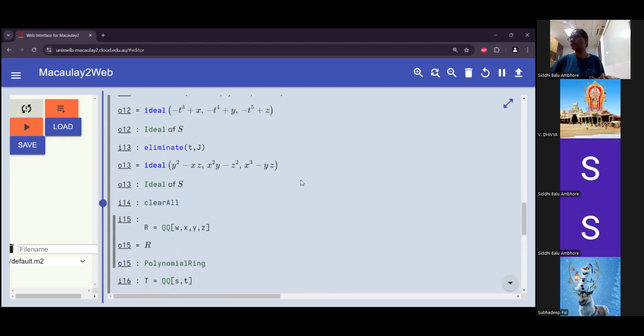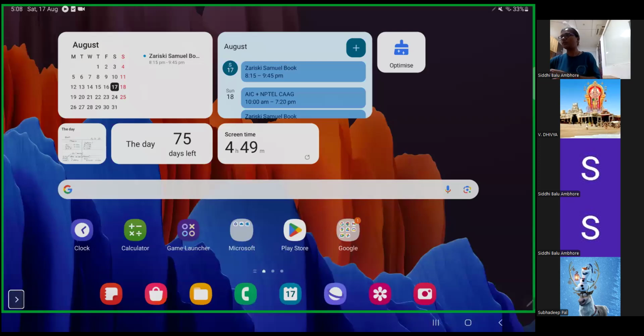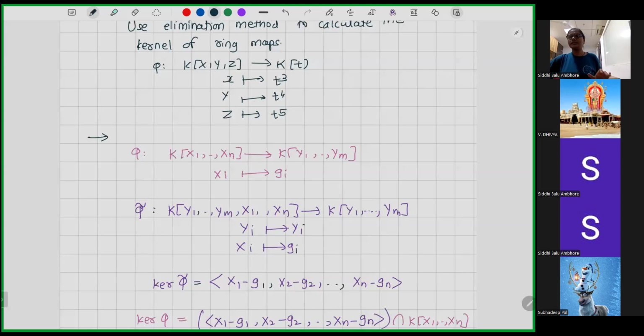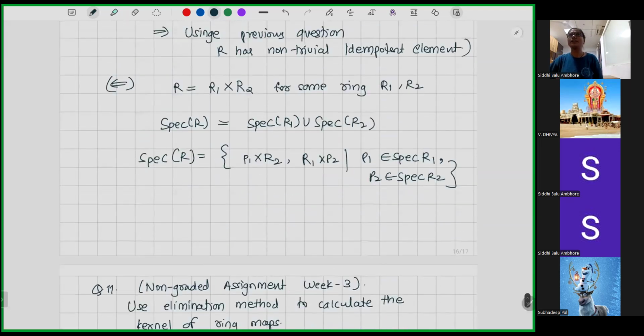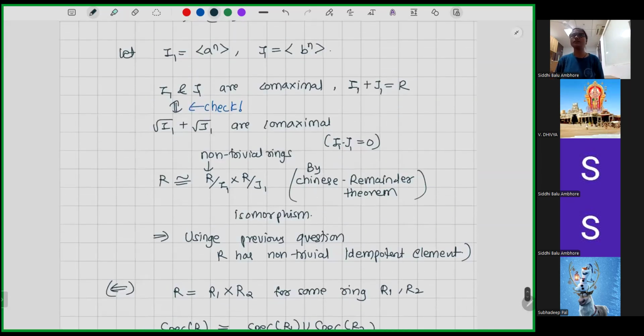Okay, and any doubts here? I'm stopping the Macaulay 2 screen for now. Okay. So any doubts about what we did today, or anything which was not clear from the lecture? Feel free to ask.